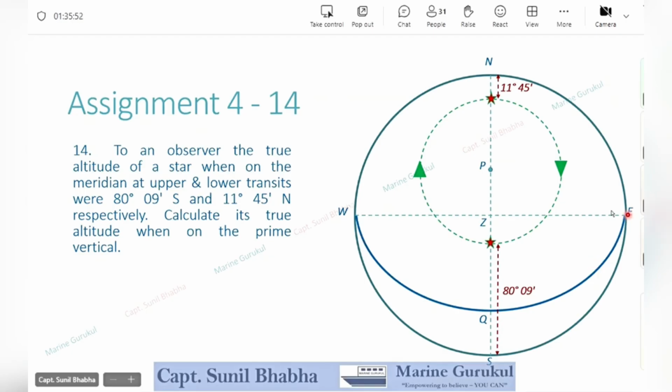Now the direction in which the body will be moving is rising from east, going in this particular direction, and setting in west. So this tells us the star will also be moving in this particular direction. That is what is shown by the two green arrows. This is the direction in which the star will be moving.